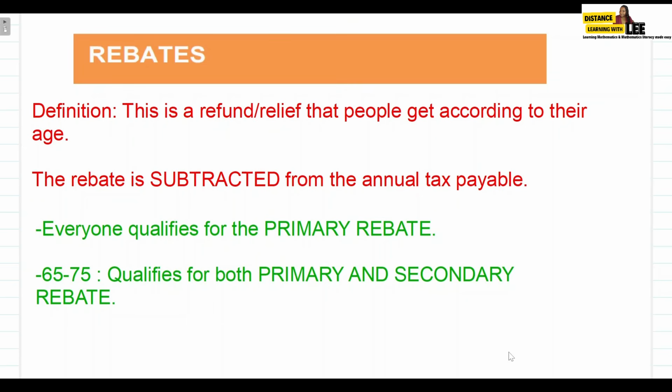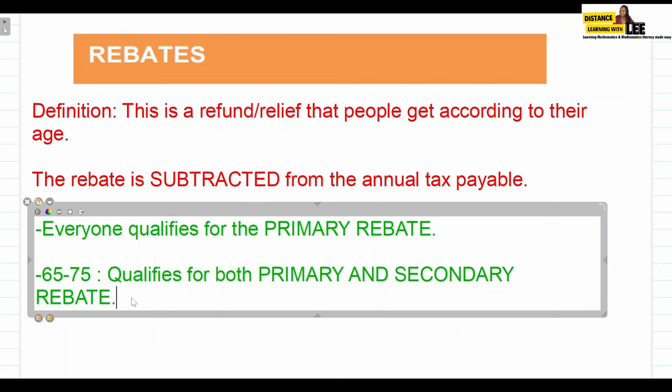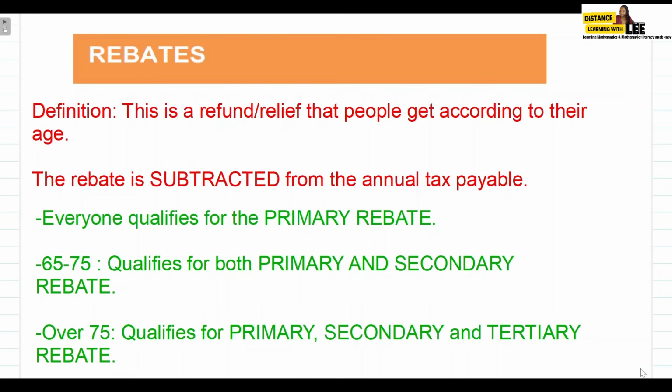And if you are between the ages of 65 years to 75 years, you qualify to get both the primary as well as the secondary rebate. And lastly, if you are over the age of 75, then you would qualify for the primary, secondary, and tertiary rebates. Three of those. So you'd add the amount for the primary, the secondary, and the tertiary, and you'd subtract that from whatever annual tax amount that you've calculated. Okay, so let's just put all of this in context by actually looking at examples.